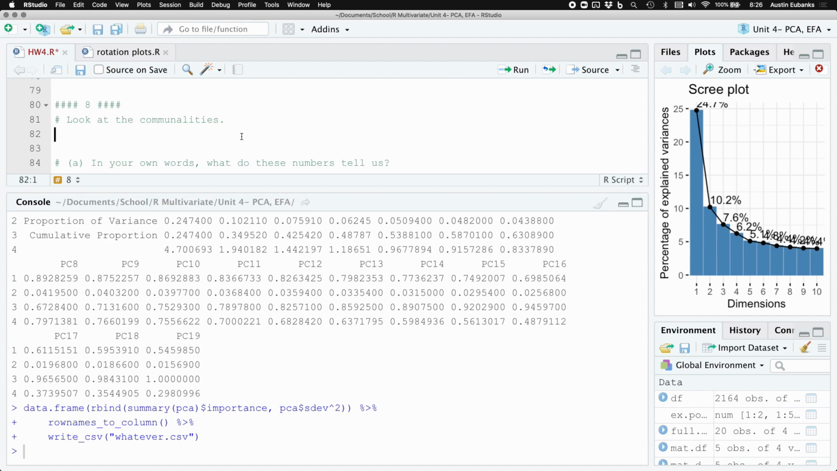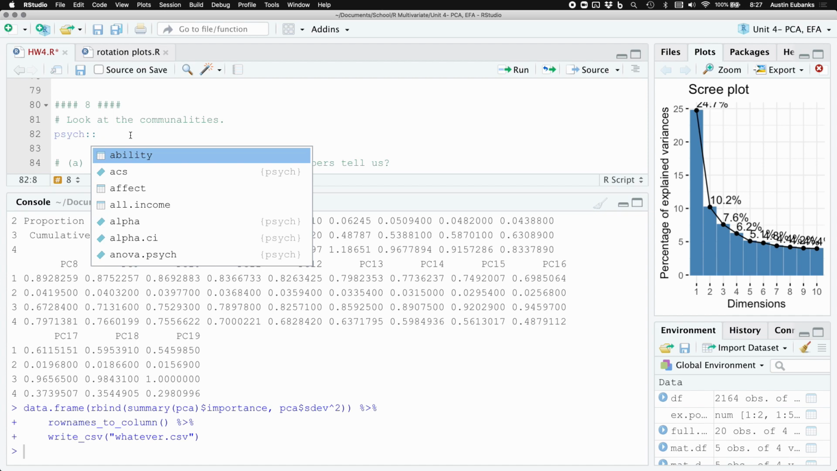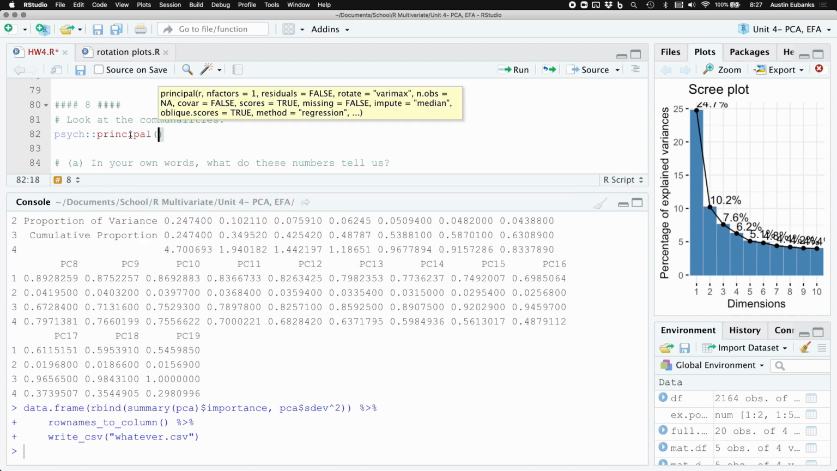All right, so here's where we're going to do another PCA, a separate PCA, and this time we're going to start with 4 components, and we're going to be using the Oblimin rotation. For the rest of the principal components, we're going to be using the psych package. The principal function is the name of the function.